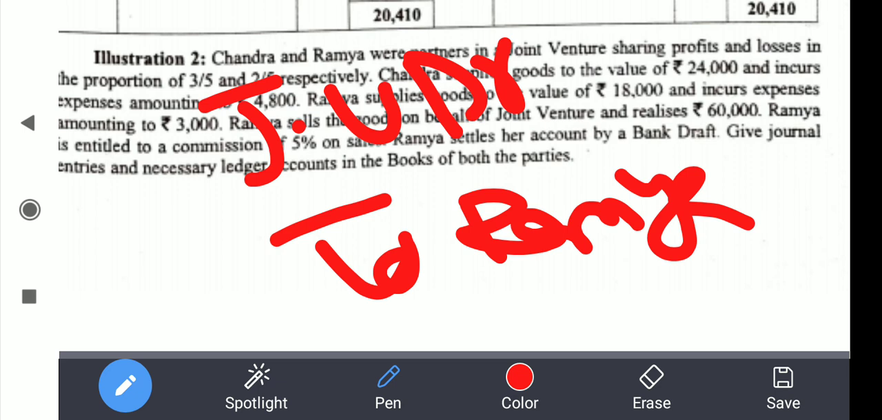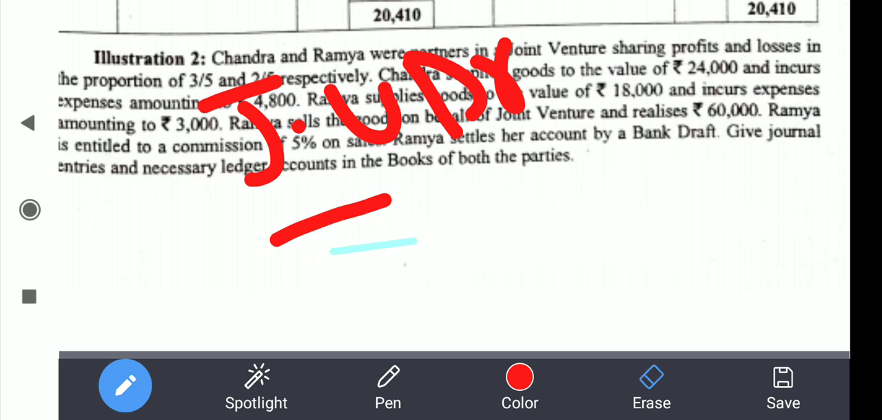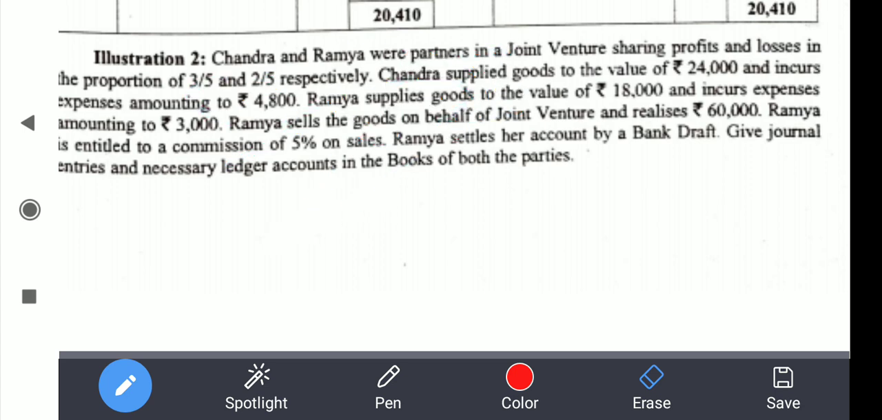Here Chandra receives the money. If profit has arisen, what is the general entry? Joint venture account debit to profit and loss account and to Ramya account. Okay, let us prepare the joint venture account. Very simple.